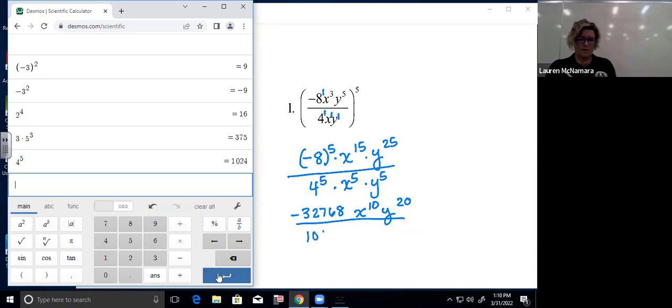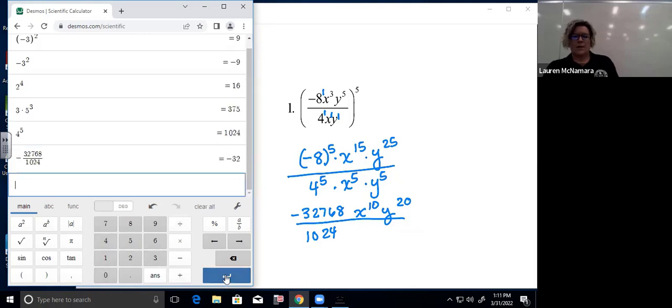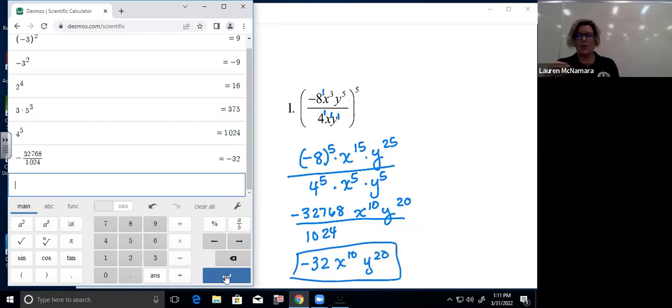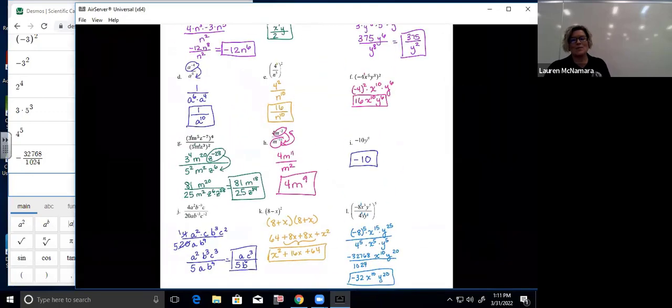So I get 1,024. And now I'm going to divide negative 32,768 divided by 1,024. So I get negative 32. So my answer is negative 32, x to the 10th, y to the 20th. So this last example that I just did is the one time that it's a lot more work to not reduce your fraction first.